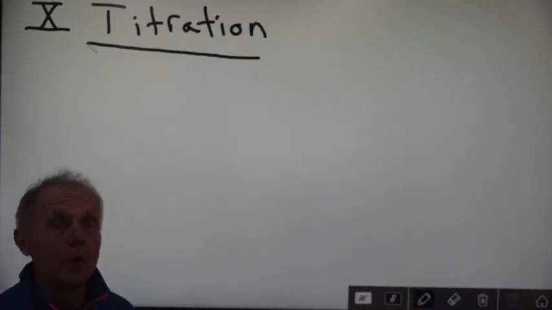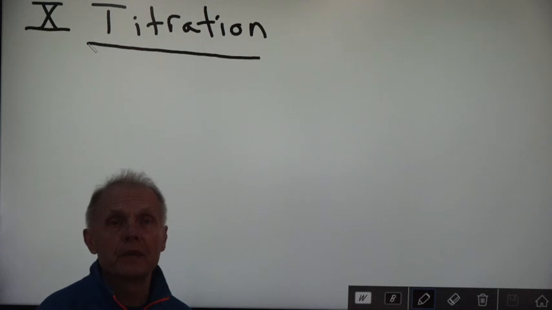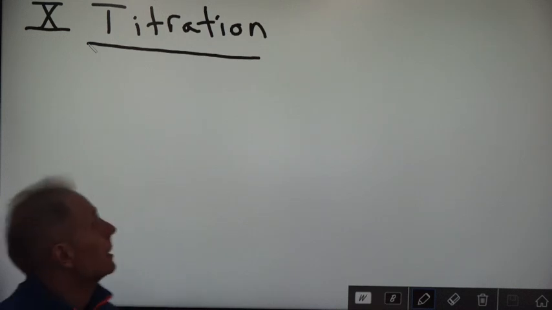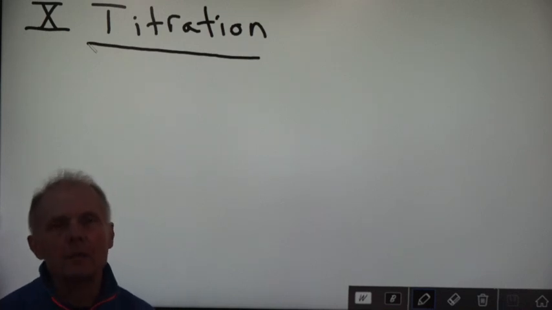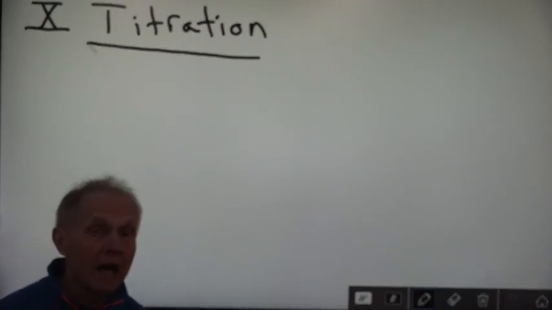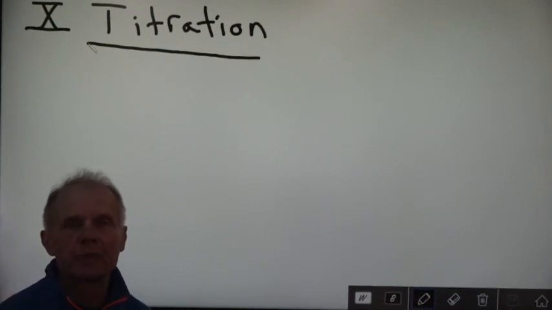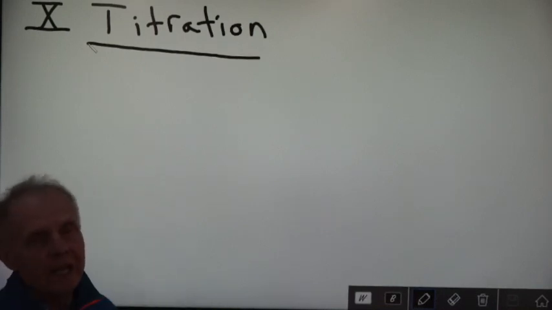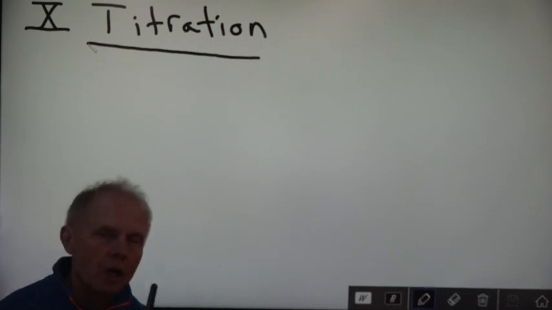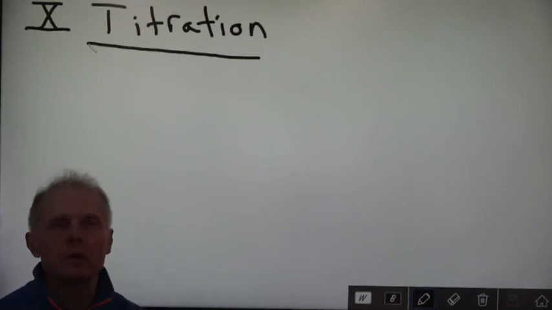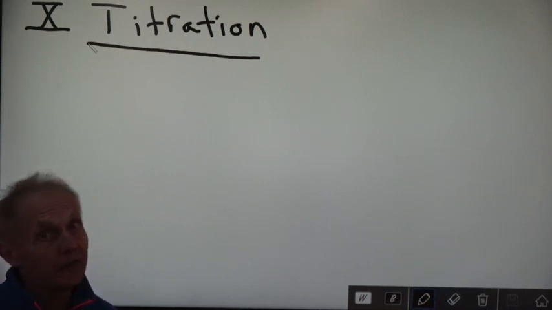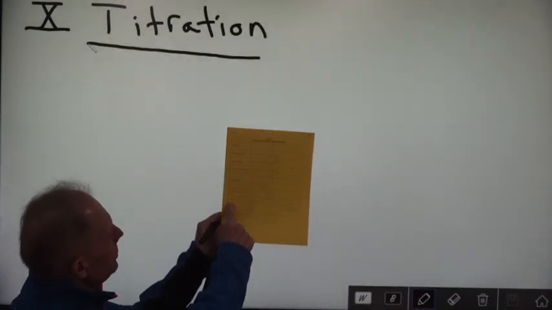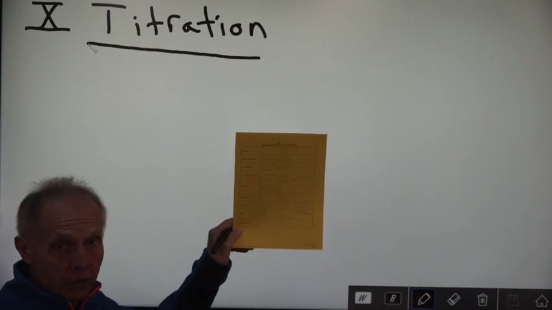So we're getting there. We're almost done with the acid-base chapter, almost at the end. Titration, that's Roman numeral 2. Remember, Roman numeral 8 was indicators. Roman numeral 9 was single replacement reactions. Roman numeral 10, titration. This is the only formula you need to know for the acid-base chapter, okay? And the formula is actually your third up. It's called titration, and we're going to do that right now.